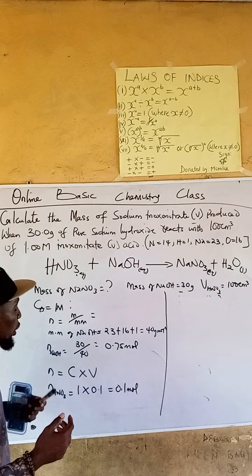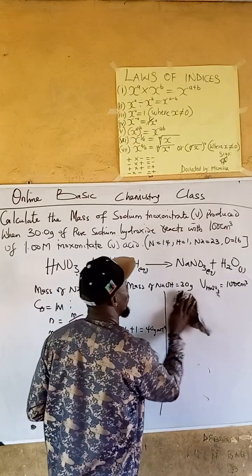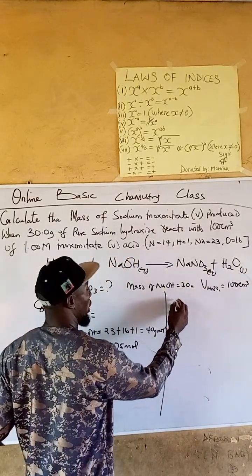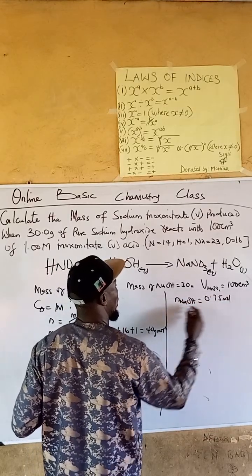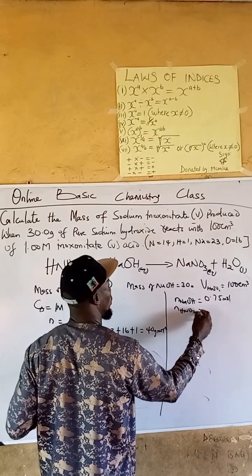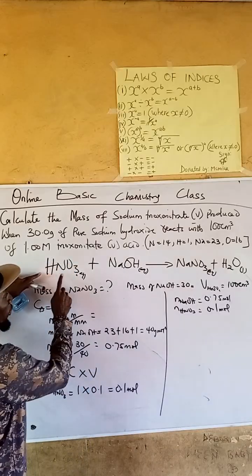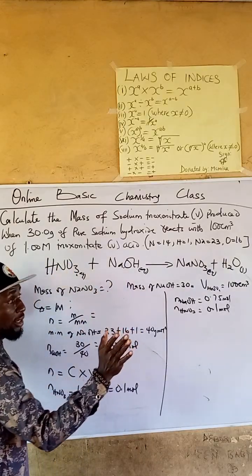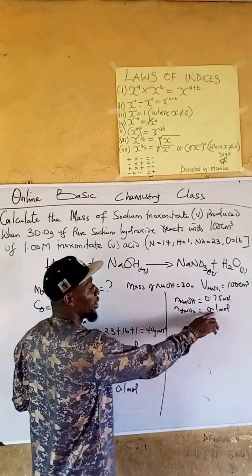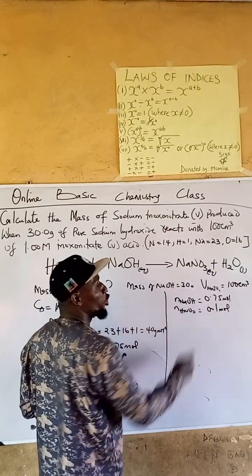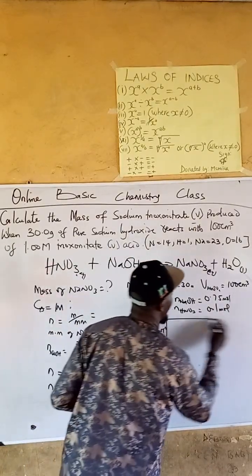Now let's look at which of them is limiting and which is in excess. The number of moles of NaOH is 0.75 mole. The number of moles of HNO3 is 0.1 mole. The mole ratio of this to this is 1:1, so they have equal mole ratio. Comparing which of them is smaller, this is the smallest. So sodium hydroxide is in excess, and we work with nitric acid.